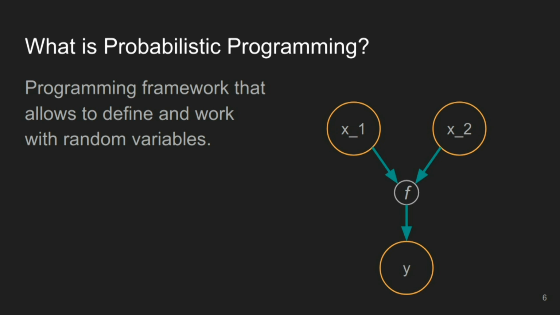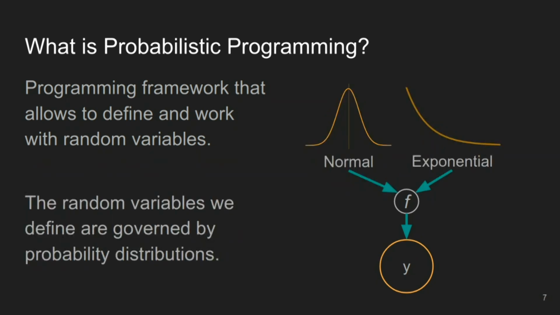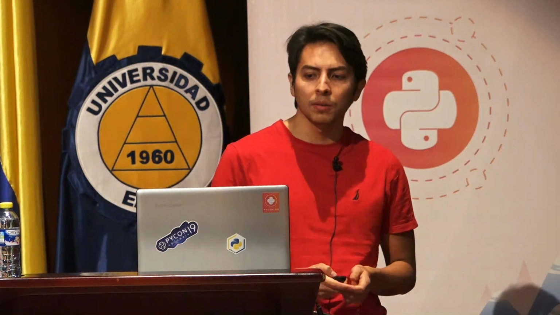So for instance, in your model, you have a variable x1 and a variable x2. You want to apply a function to these two variables and get an output y. But since these are random variables, they have to be governed by probability distributions, right? So in this example, we have a normal distribution for our x1 and an exponential distribution for our x2. And this is key because the center of probabilistic programming is actually modeling probability distributions as Python objects. And we will see in a bit why it is useful to develop probabilistic models. Okay, so this is what probabilistic programming is in a nutshell.